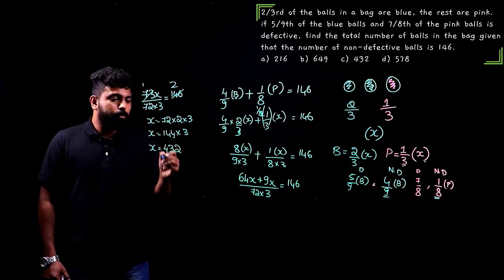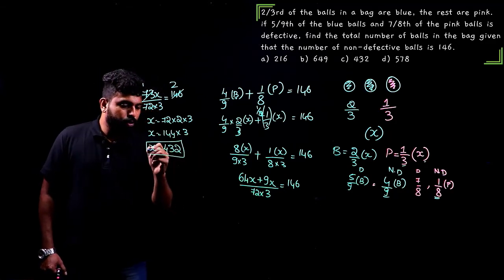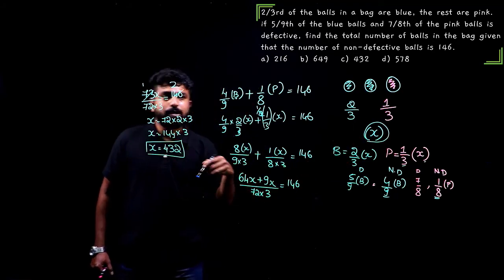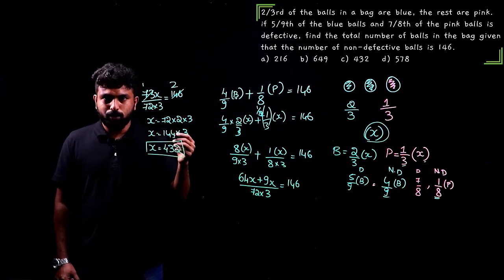So what is x here? x is the total number of balls, which will be equal to 432, which will be my final answer. Let us move on to our next question here.